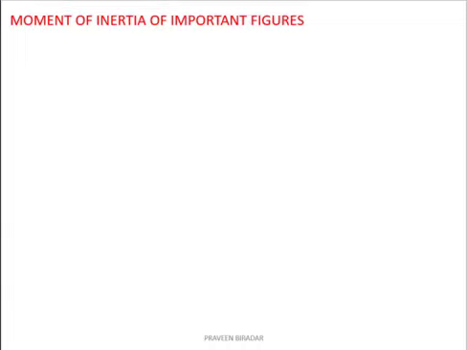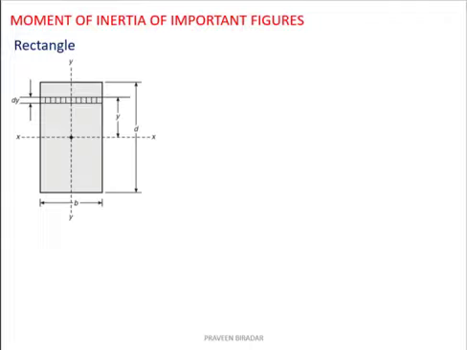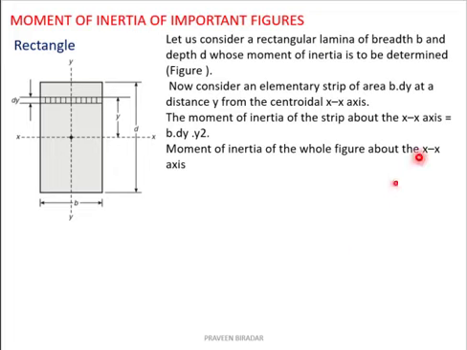Next, we will derive equations for centroid moment of inertia for regular figures. We will derive moment of inertia of important figures. First, rectangle. Say width is B, total depth is D. I will consider an elementary strip of thickness dy at distance y from the x-axis. So with this, I will get moment of inertia of the strip about the x-axis as B into dy into y square.